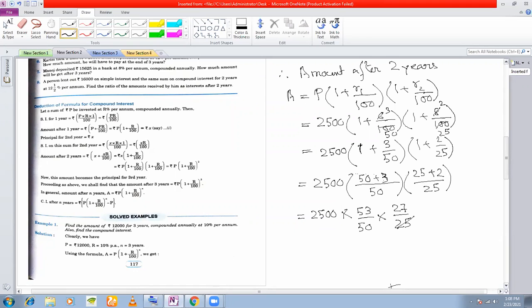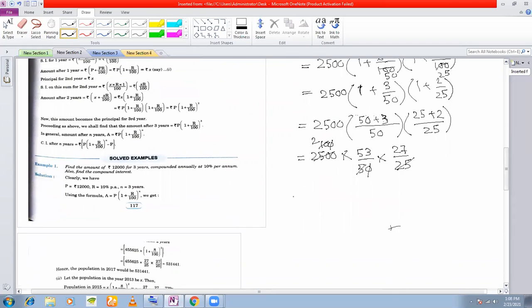So what you see is you can cancel this with 100 times. 1 0 will go here and 5 will cancel twice with 10. So you simply get 2 into 53 into 27. So your amount here is 2862.